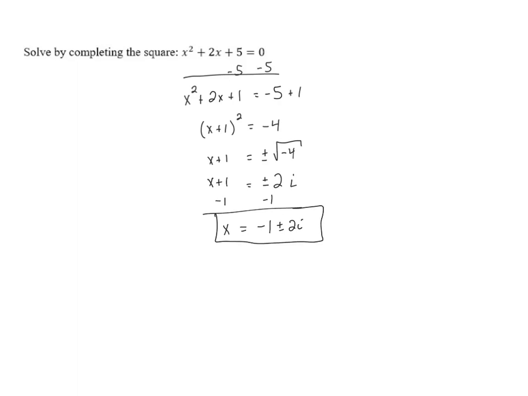We don't need to look at the two answers separately, negative 1 plus 2i and negative 1 minus 2i, because we can't combine a real term with an imaginary term. So this is really as simple as the answer gets, and so we're allowed to leave our answer in this form, x equals negative 1 plus or minus 2i.